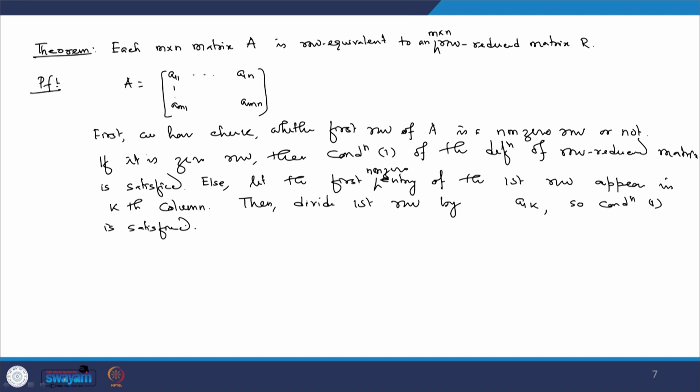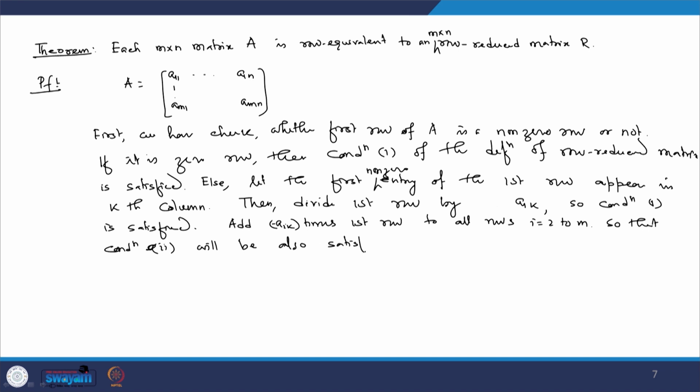To satisfy condition 2, if the leading entry appears in the kth column, all other entries have to be equal to 0. Then add minus Aik times the first row to all rows i equal to 2 to m, so that condition 2 will also be satisfied.